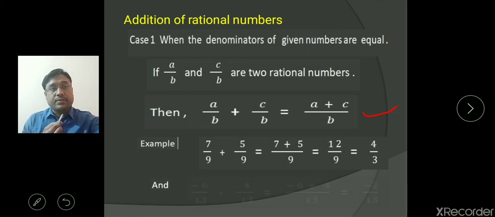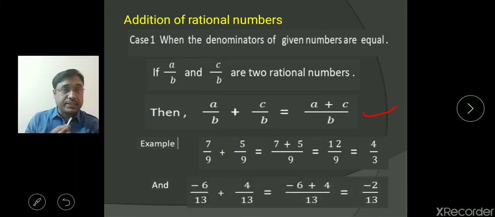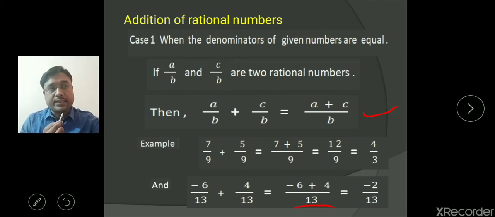And now minus 6 by 13. In this example, their denominator is 13. So minus 6 by 13 plus 4 by 13 is equal to minus 6 plus 4, their numerators added, divided by the common denominator 13. So minus 6 plus 4 is minus 2, so the answer is minus 2 by 13.